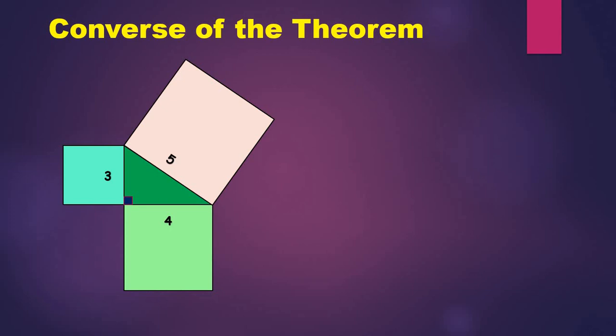The converse of the theorem. The converse of the Pythagoras theorem is the opposite of it. If the area of the square drawn on the longest side of a triangle is equal to the sum of the areas of squares drawn on the other two sides, then it is a right triangle.